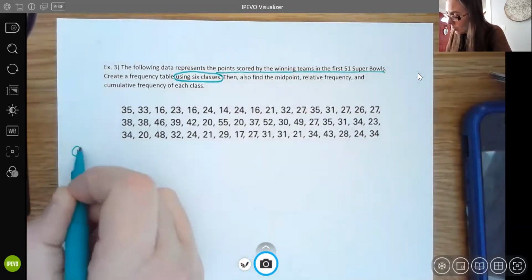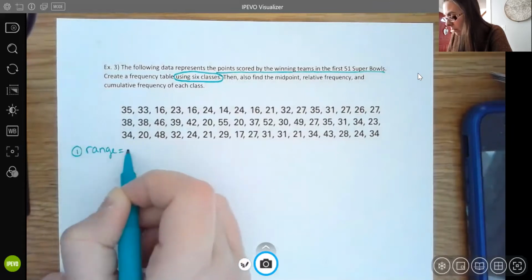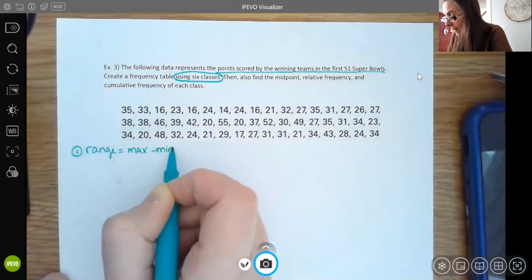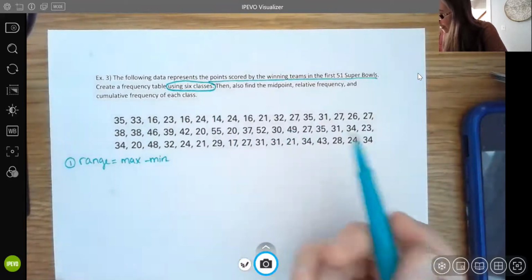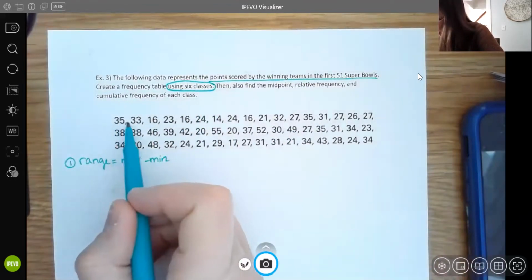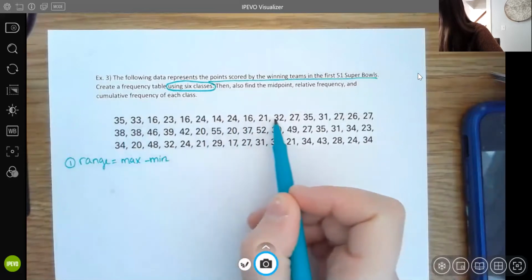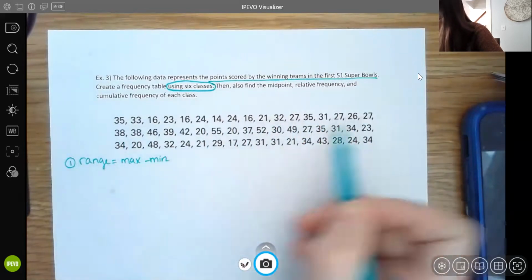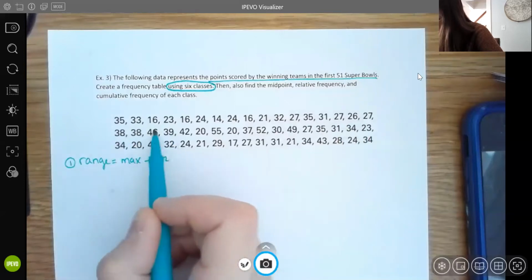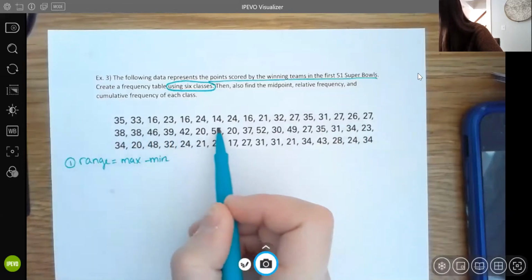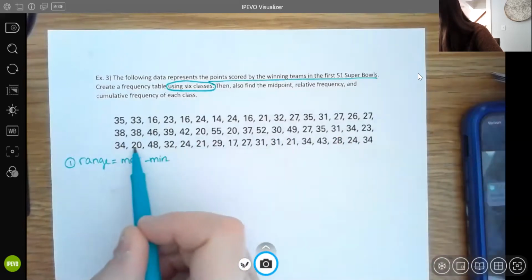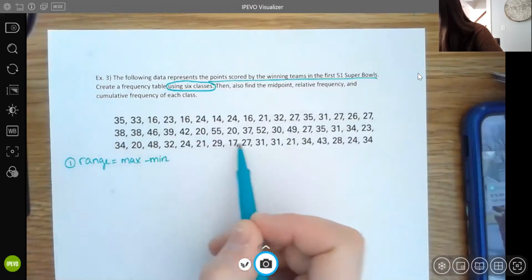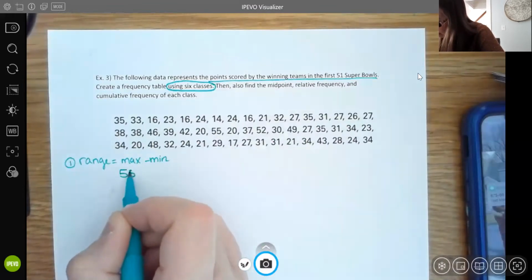So the first thing I need to do is find my range. So I need my max value and I need my min value. We've got to be really careful here. These numbers look really close, so I'm going to use some colors. Let's see, I'm trying to find my max first. So I see a 35. See another 35. Okay, I see 38. I see 39. Oh, I see a 46. I see a 55. All right, so it looks like 55 is my highest.